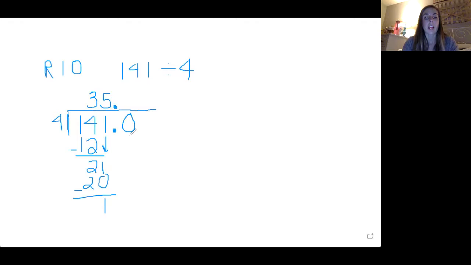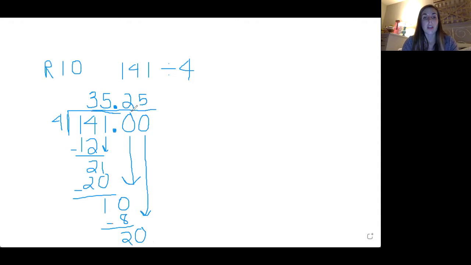Okay, all right, now I'm going to bring down that 0. So now I have 4 into 10. That goes 2 times. 4 times 2 is 8. Subtract, you get 2. I still have a remainder, so I need to add another 0. You just keep adding zeros now until you get an even number. 4 into 20 goes evenly 5 times. And if you had room, you would subtract 20, okay? So now we would have a remainder of 0, and this right here would be our answer.